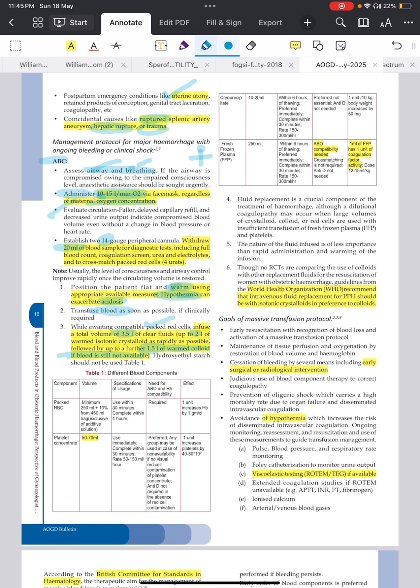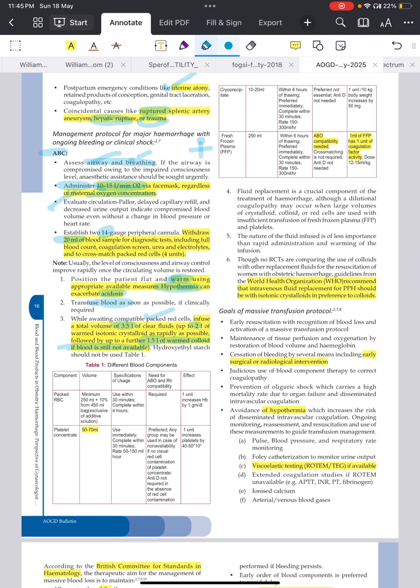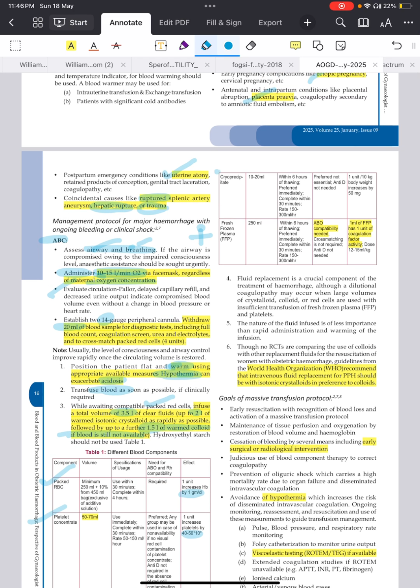Okay. So what are the different blood components? First is PRBC. It is 250 ml. 1 unit increases 1 gram of hemoglobin. Platelets is 50 ml. 1 unit increases 50,000 platelets. Cryoprecipitate is 20 ml. 1 unit increases fibrinogen by 50 milligram for 10 kg of body weight. Okay, FFP is 250 ml again. Here, 1 ml of FFP has 1 unit of coagulation factor activity.